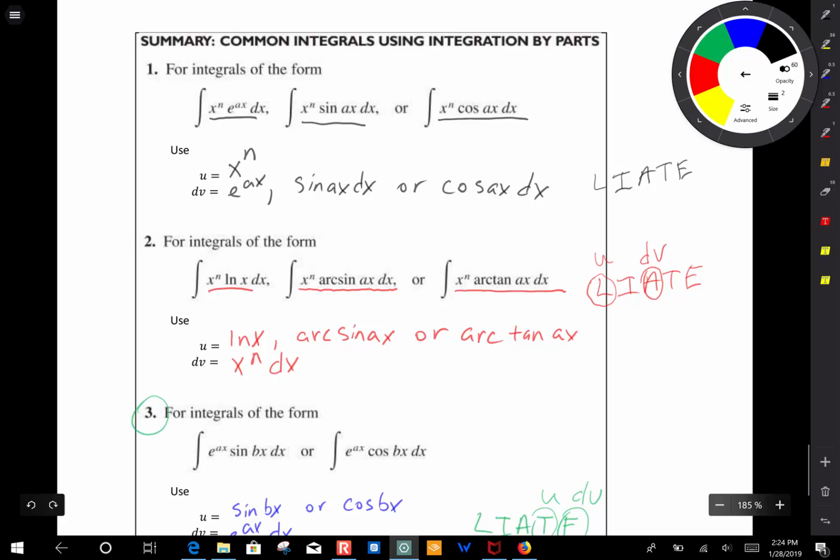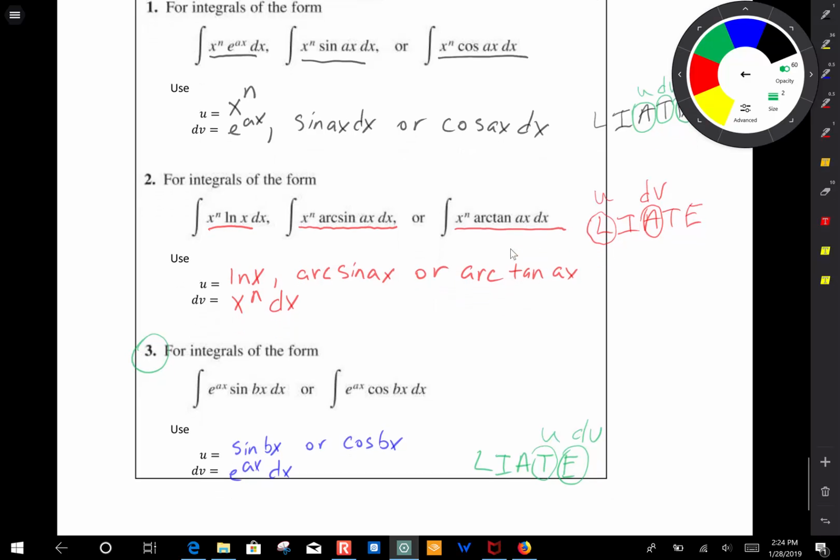So what's my u here? Well, it's algebraic. Algebraic comes before the trig, so this is my u and this is my dv. And the algebraic comes before the e, so this is also my dv. Therefore, your u is going to be algebraic and the trig and the exponential are going to be my dv. So again, it does follow that LIATE, this summary of the common integrals using integration by parts. So either you can use the summary to help you or that mnemonic to help you.